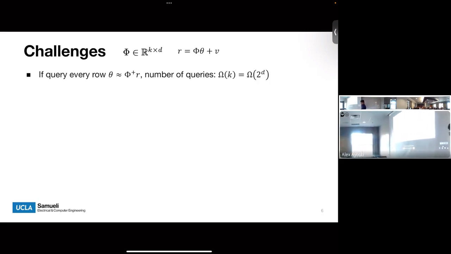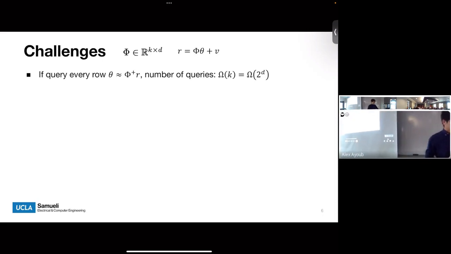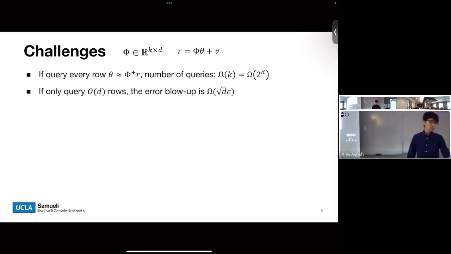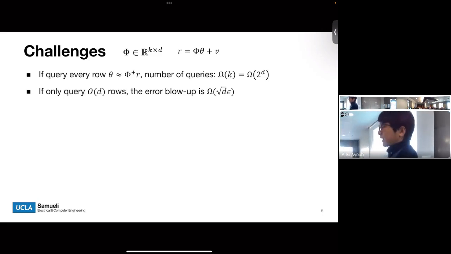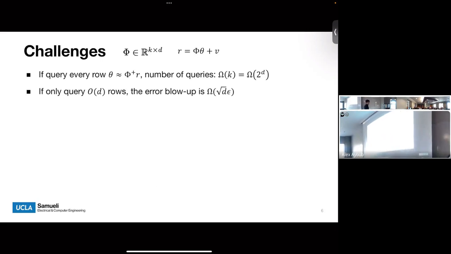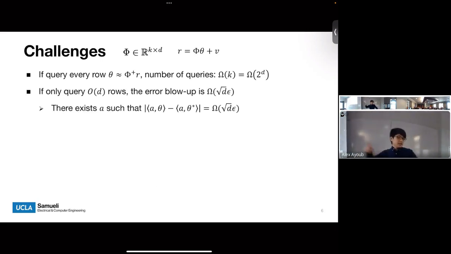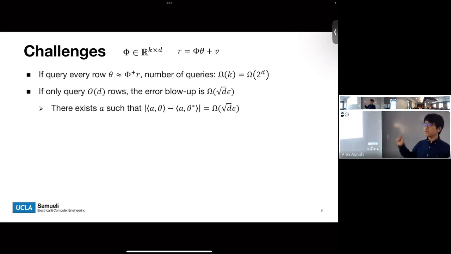If you want to query every action, then of course you can solve it, but the number of queries can be exponential. And if you only query d rows, or order d rows, up to some log factors, then the error blows up by a square root d factor, square root d times epsilon. By blowing up, I mean that if you solve for theta using this many queries, there will be an action in the set such that the difference of this action's value to the optimal, or even to the approximation of the value itself, is square root d times epsilon.